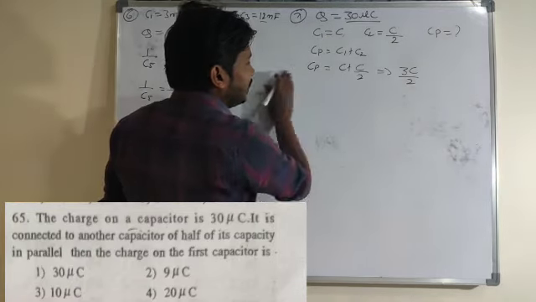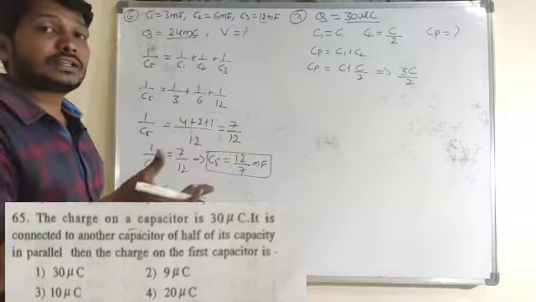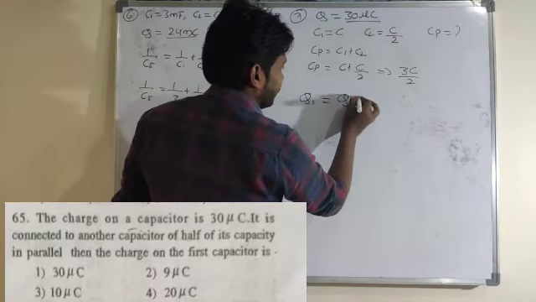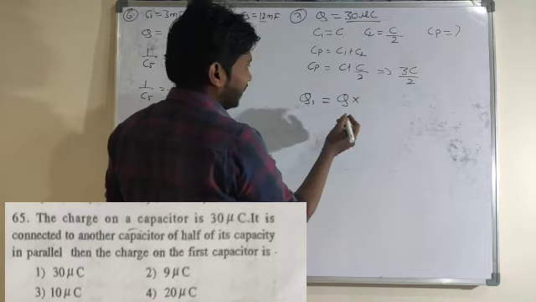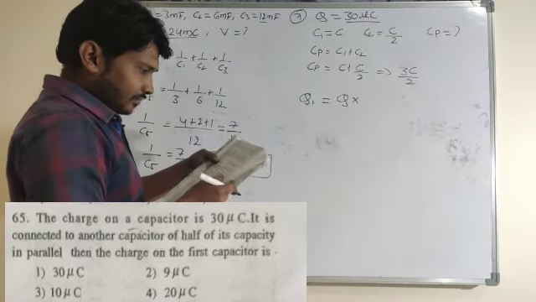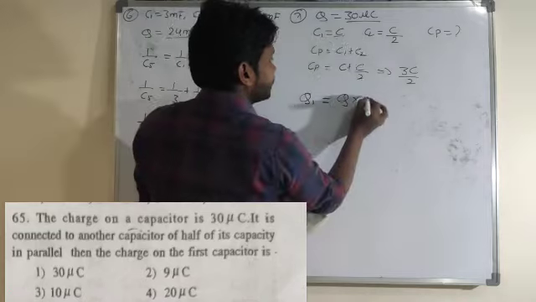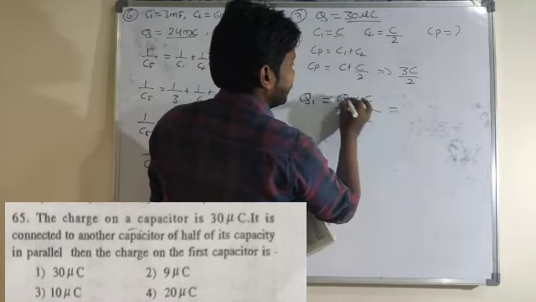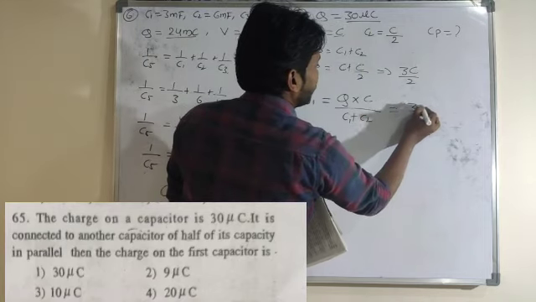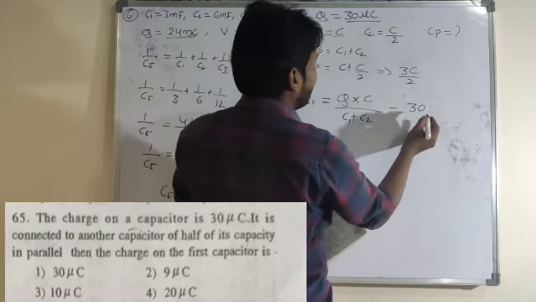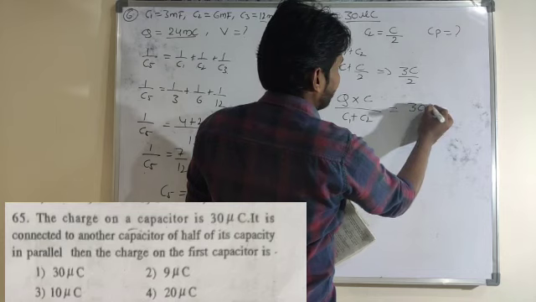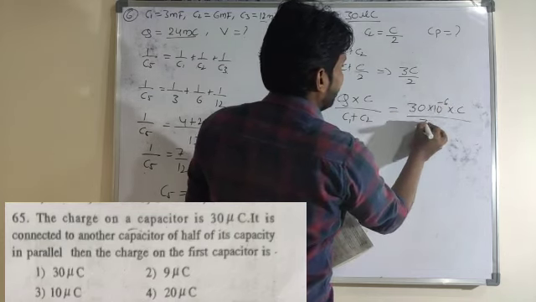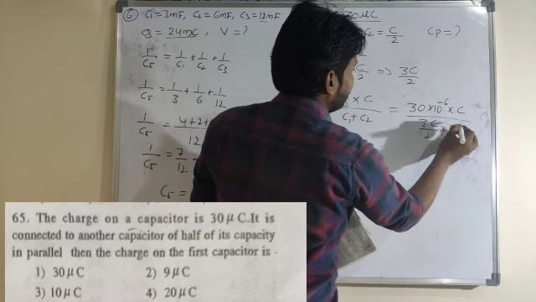In order to determine the charge on the first capacitor, that is nothing but a branch charge. So branch charge is equal to total charge times the capacitance of that same branch divided by total capacitance. The first capacitor value is C, divided by total capacitance C1 plus C2. Q value is 30 micro, so 30 into 10 to the power of minus 6, into C divided by 3C by 2.